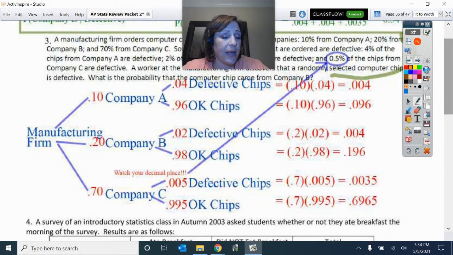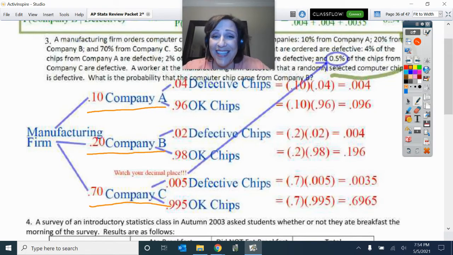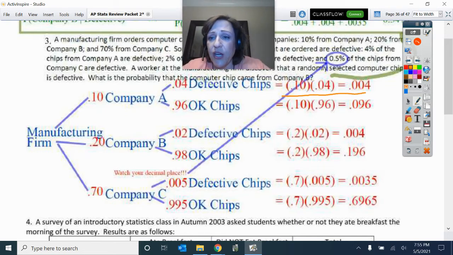So I came out here and I said, okay, we've got the manufacturing. And then they told us this is the proportion that came from company A, from B, and C. And then from those, given that they're from A, this is the defective rate. Given that they're from B, here's the defective rate, and given they're from C. Now watch this. It said 0.5%. That's 0.005. So that's another common error in this particular problem. So watch that there.